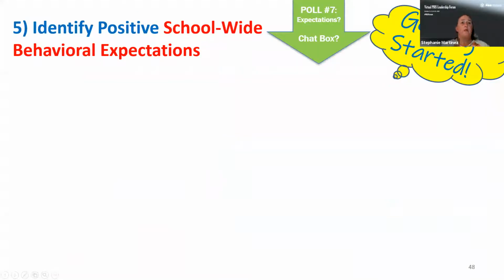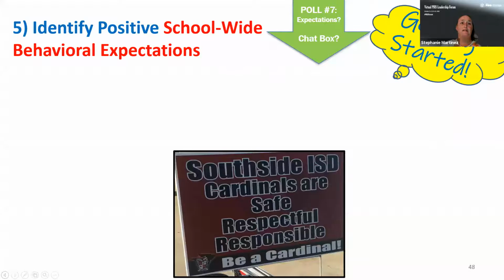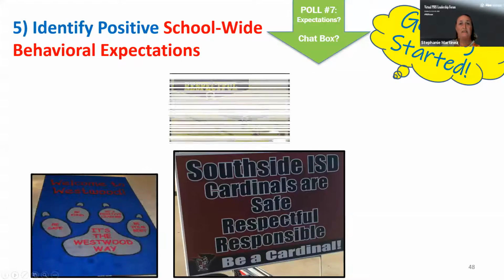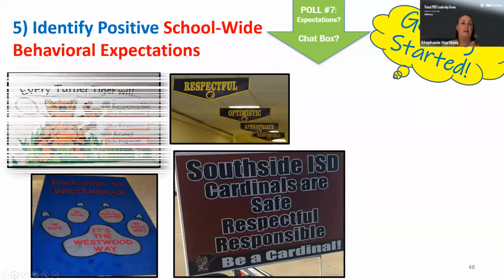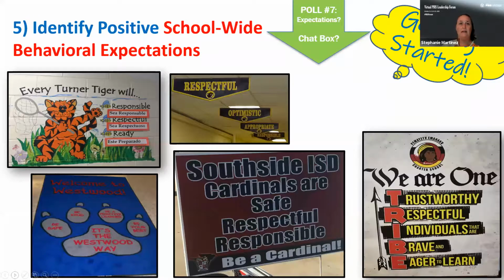The next part we want to do is we want to identify some positive school-wide behavioral expectations. And so with these, we want them to be stated 3 to 5, positively stated. As Heather said earlier, tier 1 is for everyone, everywhere. So you can see some different things that some schools have done here. The one at the top in the left-hand corner, every Turner Tiger will. They've translated their expectations into Spanish. They have a big population of students who speak Spanish, so they wanted those students to access it.